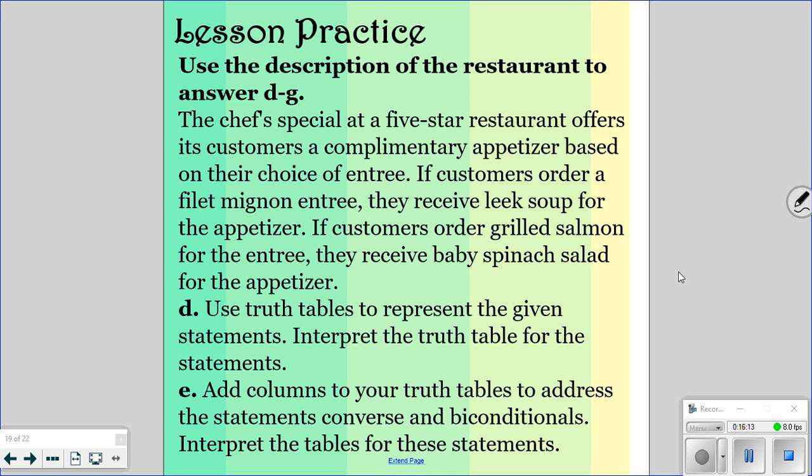Looking at this one, we want to use the information to answer D through G. So we're going to go on with this information to some more problems. Y'all pause the video and try them, and then we'll go over them. So we want to use truth tables to represent the given statements. And then we're going to interpret it for the statement, and then we're going to add for the converse and the biconditional.